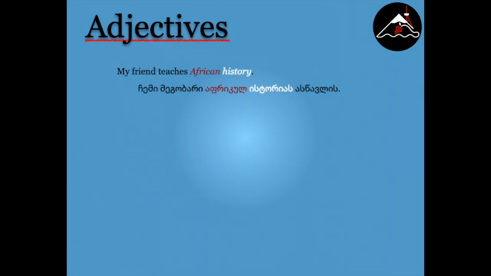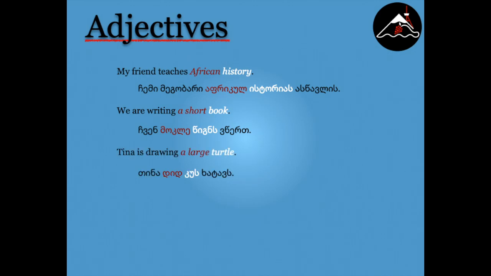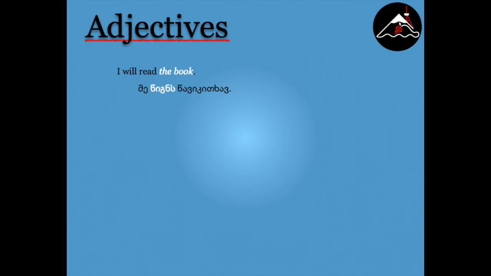Here's a few other examples. My friend teaches African history. Chemi megobari aprikul istorias astavlis. We are writing a short book. Tren mokle tigans vtsert. Tina is drawing a large turtle. Tina did kus khatavs. To say, I will read the book, you would say, Me tigans tzavi kitchav.